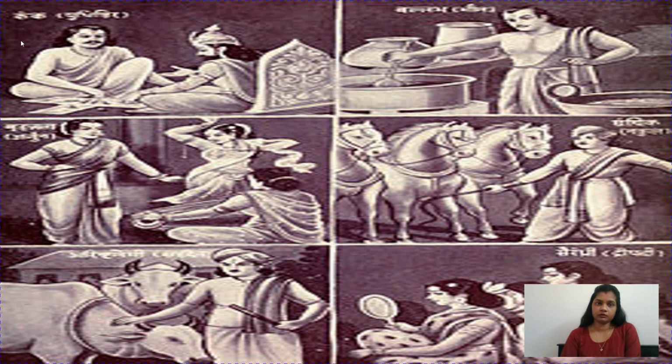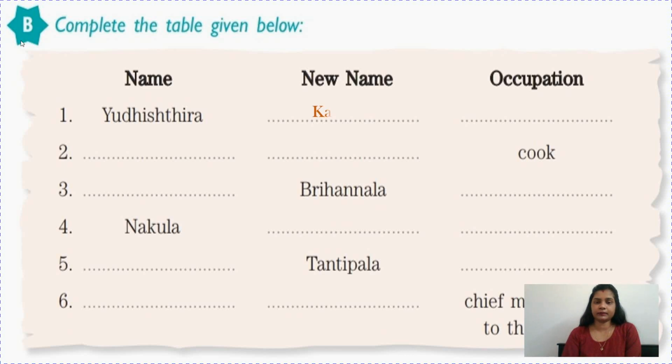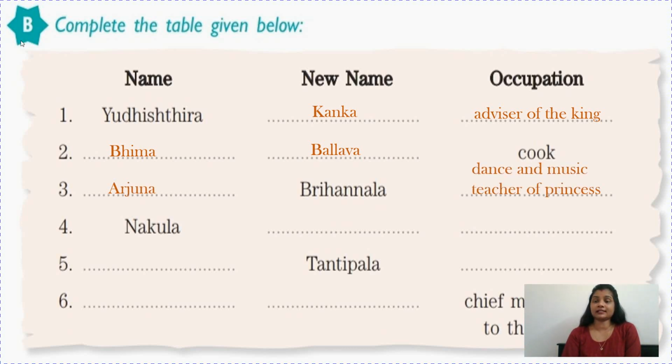So now we will fill the blanks now. So Yudhishthir was named as Kanka and his occupation was he was the advisor of the king. Second brother was Bhima. He was named as Vallava and his occupation was he was a cook. Third brother was Arjuna. His new name was Brihanala and he was dance and music teacher of princess.